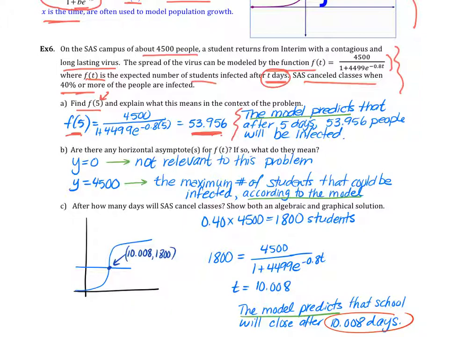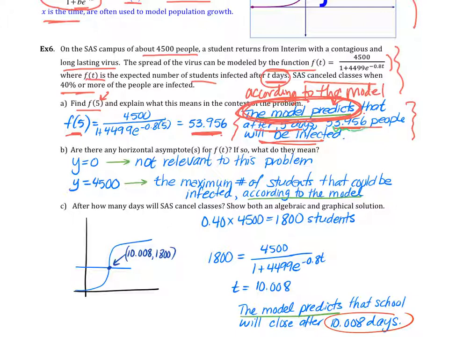Now, when you are expressing this to us, you cannot state it as a fact. Like, oh, after 5 days, 53.956 people will be infected, because that's not a fact. That's not actually going to be true no matter what. It's a prediction by the model. So you either have to start each sentence with "according to the model," right? You'd have to say according to the model, after 5 days, 53.956 people will be infected, or you have to say the model predicts that after 5 days, 53.956 people will be infected.